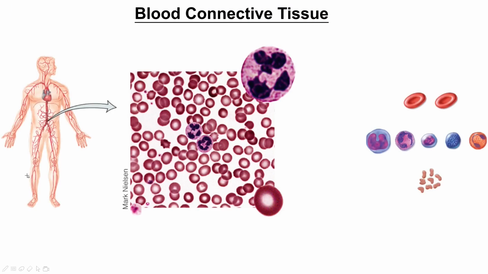Next is going to be blood connective tissue. The cells of this tissue are primarily red blood cells, which are given the name erythrocytes. They appear as pale pink discs with light centers and no nuclei. Erythrocytes transport oxygen to cells and remove carbon dioxide.